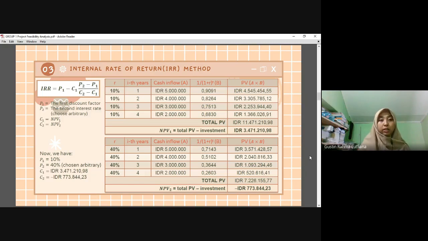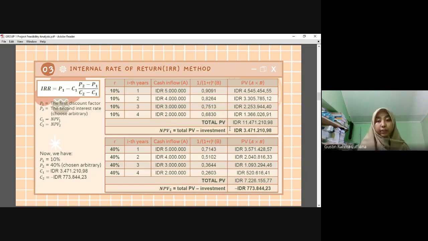We choose arbitrary values for R1 and R2, where R1 is the first discount factor and R2 is the second discount factor. We choose the interest rates such that the first NPV is positive and the second NPV is negative. In this case, we choose the first interest rate as 10% and the second interest rate as 40%, and the calculation is shown in the table.